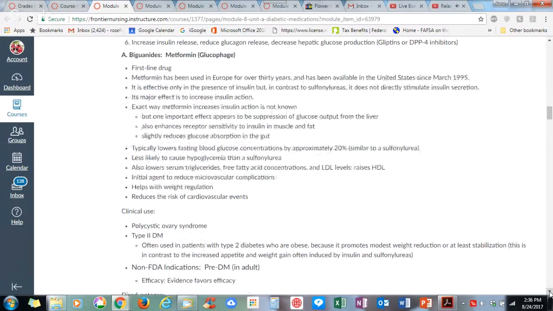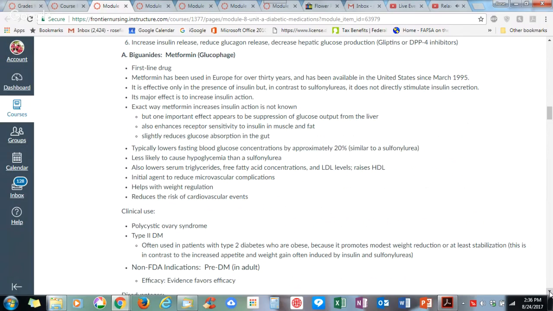Biguanides would be metformin or Glucophage. This is a first-line drug. Metformin has been used in Europe for over 30 years, but has been available in the US since March 1995. It is effective only in the presence of insulin, but in contrast to sulfonylureas, does not directly stimulate insulin secretion. Its major effect is to increase insulin action.